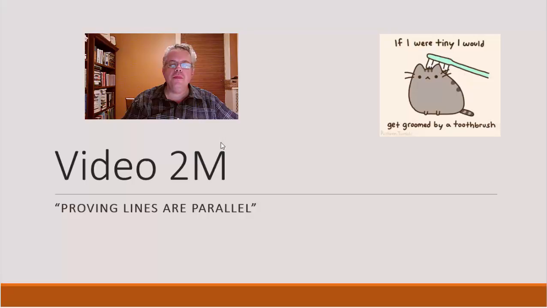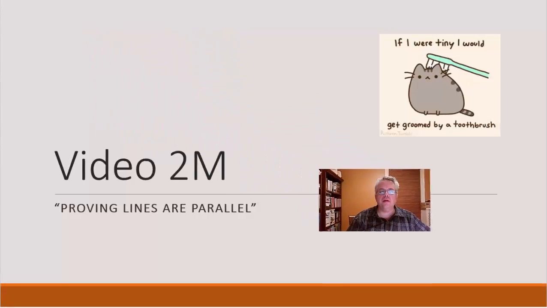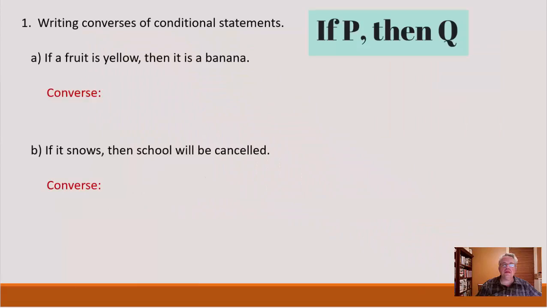This is video 2M, proving lines are parallel. We want to start with discussing conditional statements though. A conditional statement is a statement like this first one here. If a fruit is yellow, then it is a banana. We're not saying whether it's true or false, it's just the form of the statement. Sometimes they might be true, sometimes they might be false. But it has this pattern, if P then Q, where P and Q are some statements.